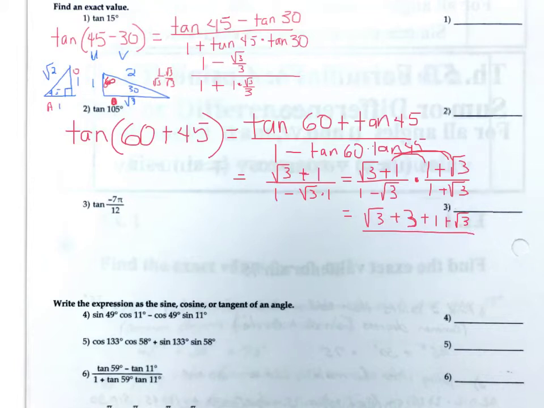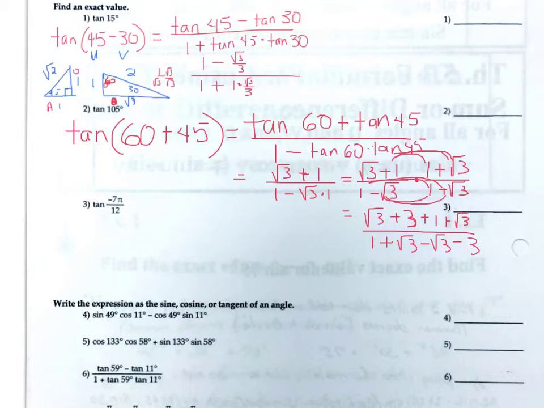Then at the bottom, 1 times 1 is 1. 1 times square root of 3 is the square root of 3. Then negative square root of 3 times 1 is negative square root of 3. Negative times positive is negative, square root of 3 times square root of 3 is the square root of 9, which is just 3.